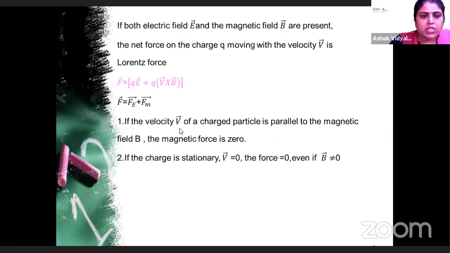Suppose the velocity v bar of a charged particle is parallel to the magnetic field B, then the magnetic force is 0, because sin 180 is equal to 0. If the charge is stationary, that means v bar is equal to 0, obviously the magnetic force is equal to 0. And this is all the concept about the Lorentz force, that is the force because of the electric field and because of the magnetic field.